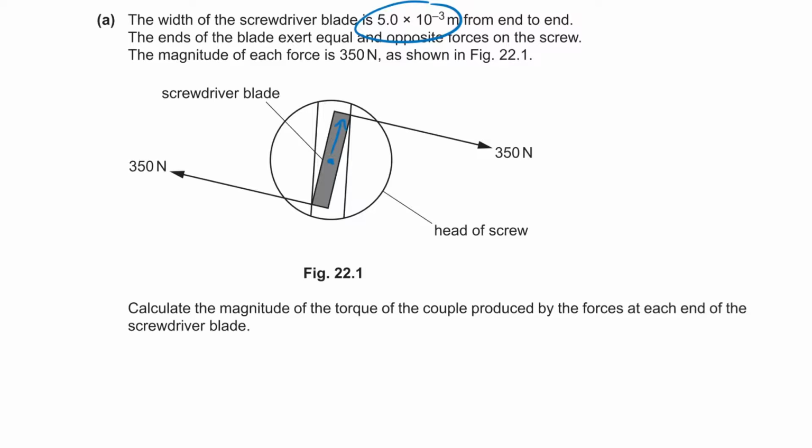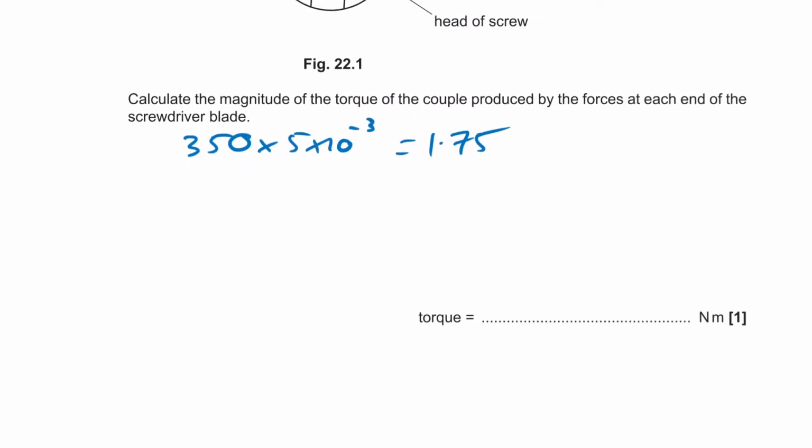There's our radius, but if we're just finding the torque of the couple, then we just need to do one of the forces times the distance between them. It doesn't matter whether you do both forces times the radius and add them together. And that gives us 1.75 or 1.8 newton meters.